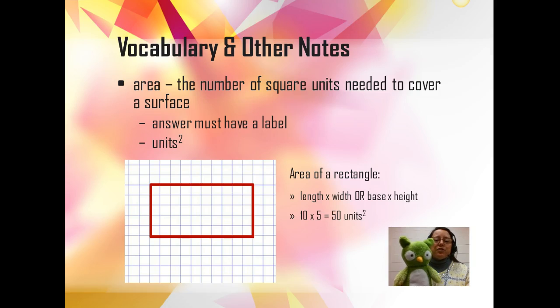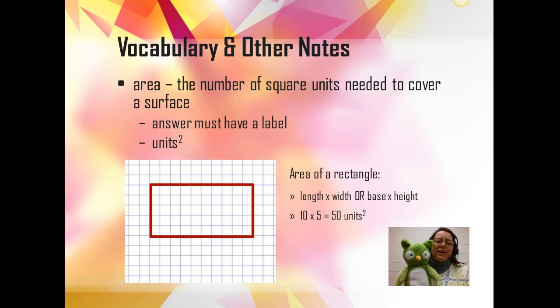When working with geometry, your answers must have a label. The labels help identify what you are finding. Area always has a label of units squared. The word units is just a generic name for whatever unit of measurement you're using. For example, it could be inches squared or centimeters squared, etc.